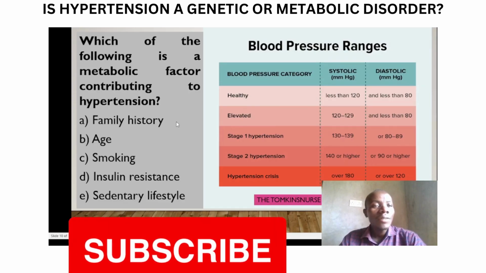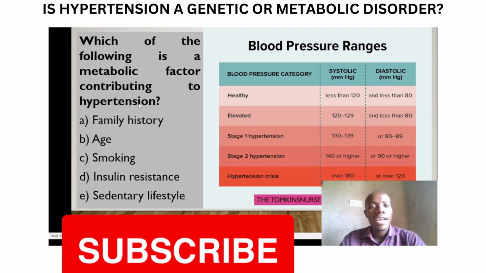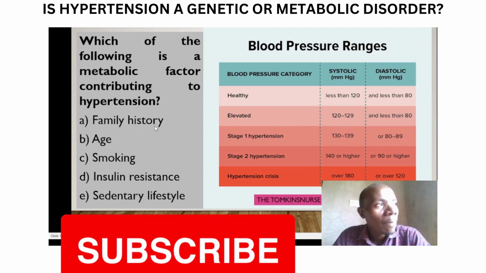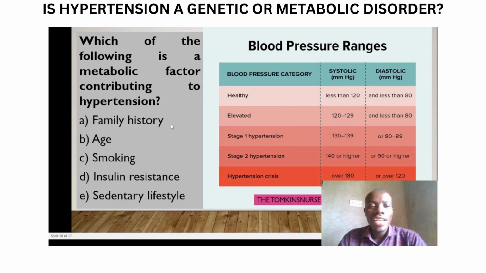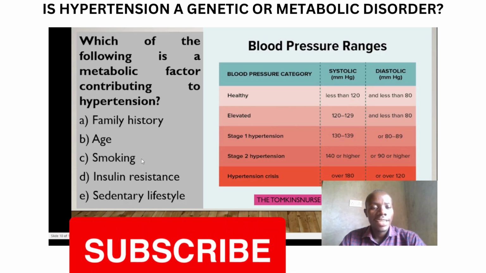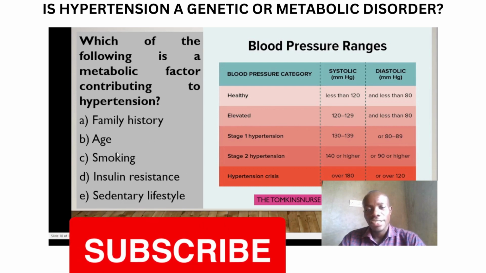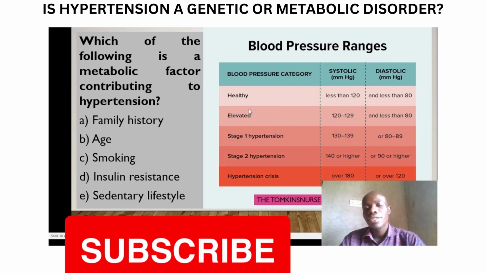So guys, which of the following is a metabolic factor contributing to development of hypertension? Family history. This one is related to genetic. Okay. Aging, the physiological. Smoking, lifestyle. So the correct answer is insulin resistance. So guys, remember the blood pressure levels.